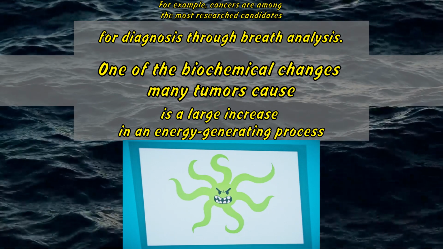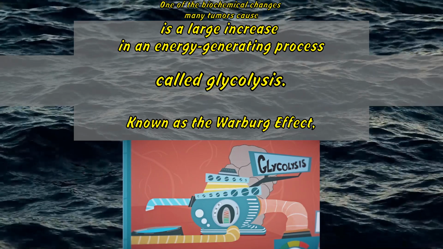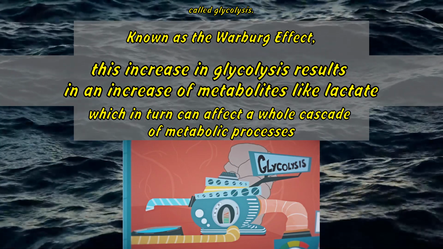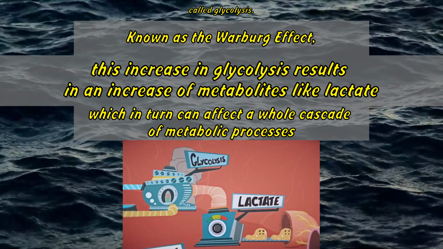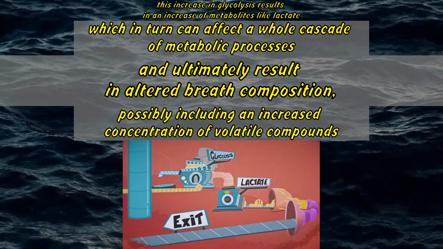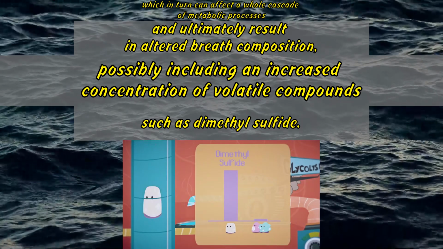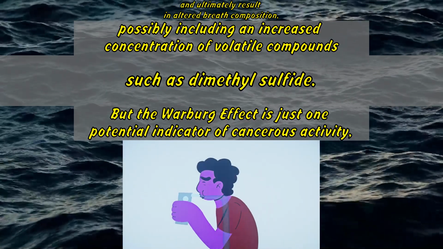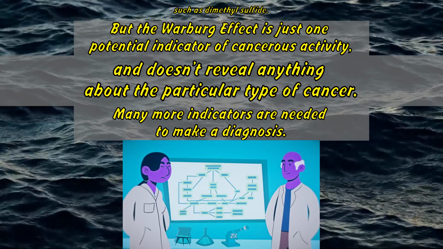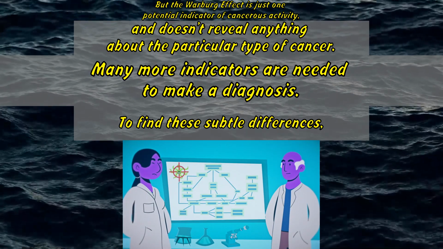One of the biochemical changes many tumors cause is a large increase in an energy-generating process called glycolysis. Known as the Warburg effect, this increase in glycolysis results in an increase of metabolites like lactate, which in turn can affect a whole cascade of metabolic processes and ultimately result in altered breath composition, possibly including an increased concentration of volatile compounds, such as dimethyl sulfide. But the Warburg effect is just one potential indicator of cancerous activity and doesn't reveal anything about the particular type of cancer. Many more indicators are needed to make a diagnosis.